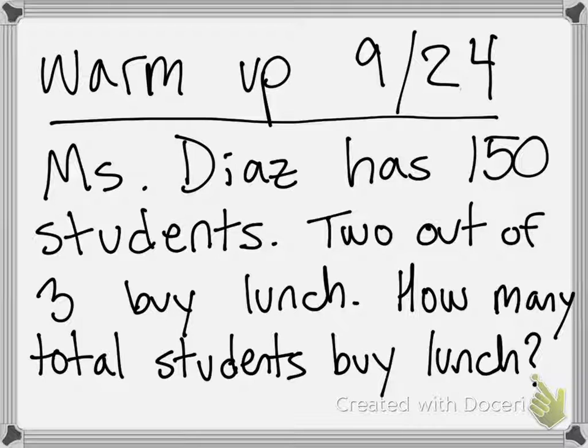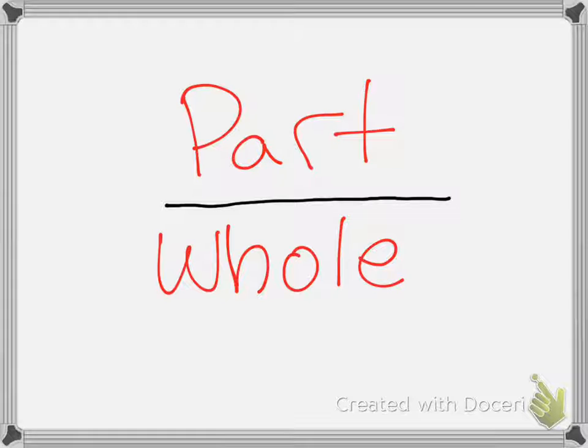So here's our warm-up. Miss Diaz has 150 students. 2 out of 3 buy lunch. How many total students buy lunch? So we're looking at how many total students buy lunch. First thing about a fraction is part over whole.